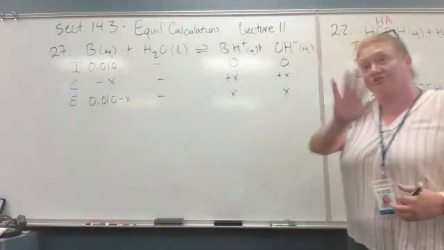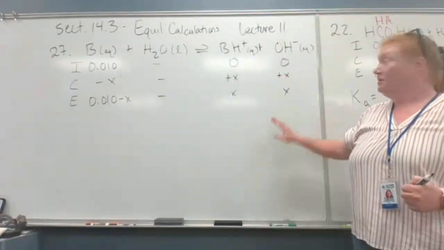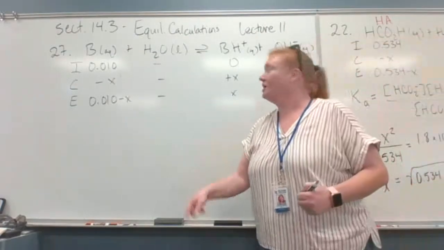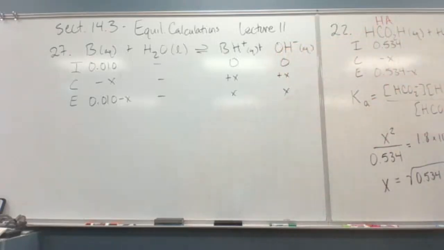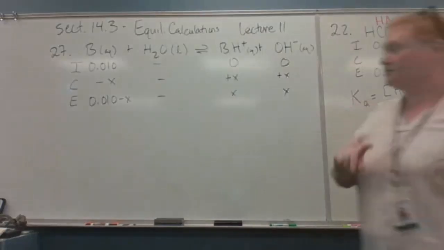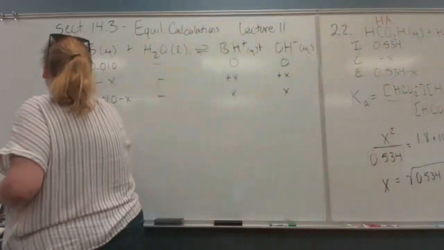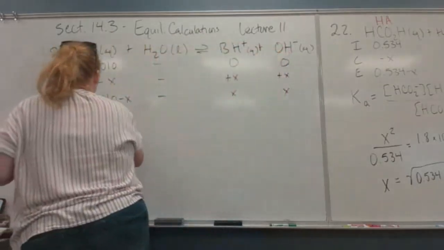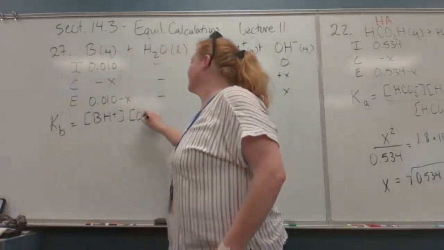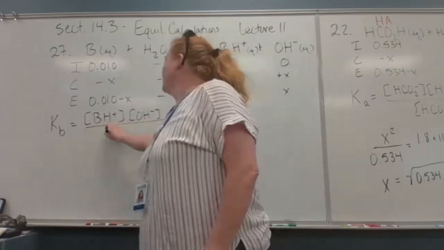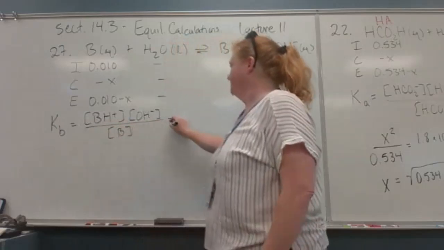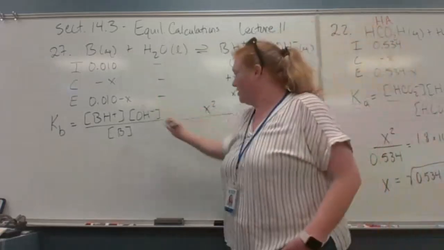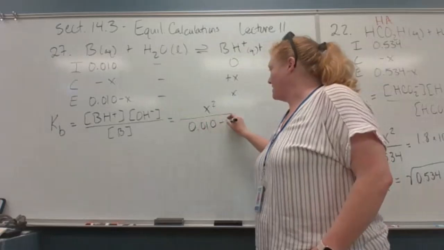Let's find the pH. But obviously the first thing we're going to be finding from this is the OH concentration. And then we'll have to get to the pH from there. So I'm solving for X, same as I did over here. I set up my KB: this times this over this. So I've got X squared on top. On the bottom, I have 0.010 minus X.